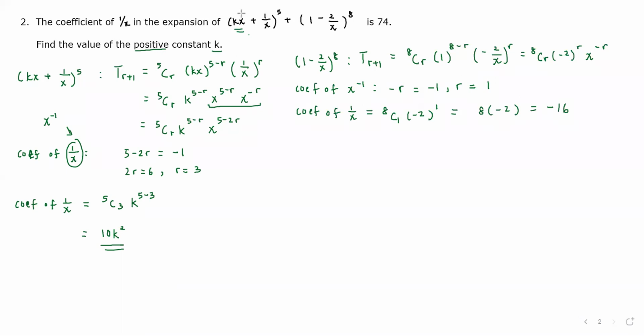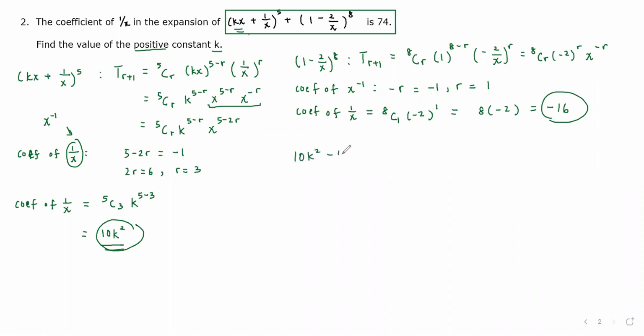The sum of the coefficients is 74. So for this case, we take this and negative 16. So 10k squared minus 16 should equal 74. And isolating k, 10k squared gives you 90, so that k squared is 9. Then k will be equal to 3 since we are looking at the positive constant.